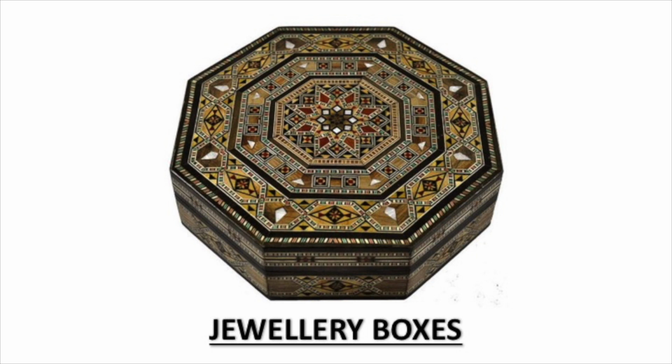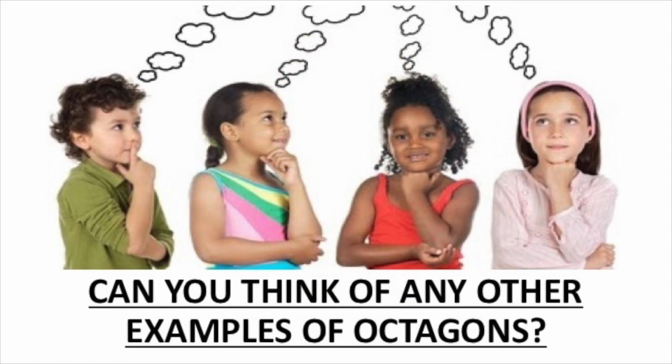Jewelry boxes. Yes. People like to wear jewelry, and the shape of the boxes that we keep our jewelry in traditionally are octagons. Any other examples of octagons? Earrings, excellent. Sometimes earrings will be in the shape of octagons.